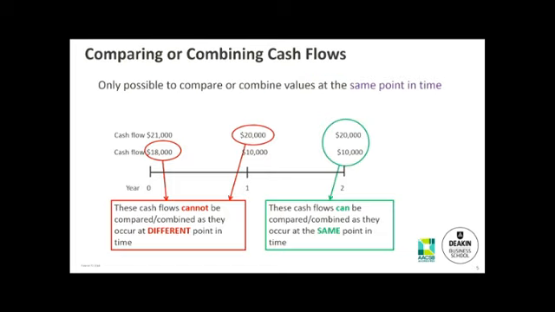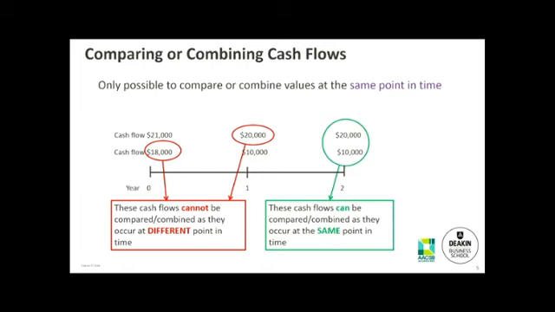A very simple example. We are only able to compare or combine value at the same point in time. So if you look at those two cash flows in the red box, the first $18,000 happened at time 0, right now. And the second $20,000 happened at time 1. Are we able to sum them together? We can't. These cash flows cannot be compared and combined as they occurred at different points in time.